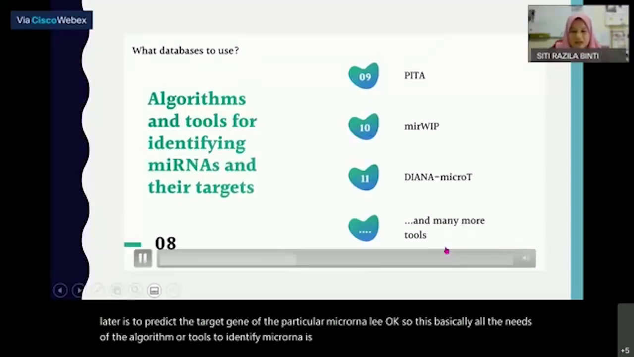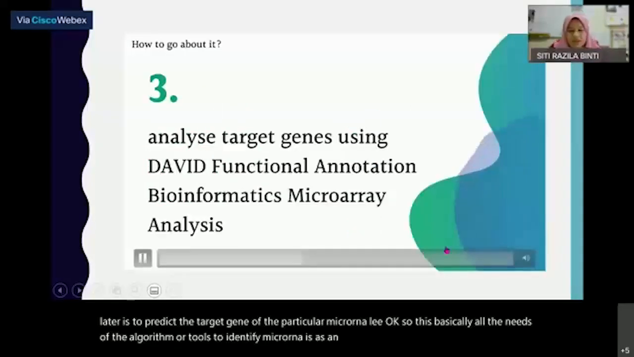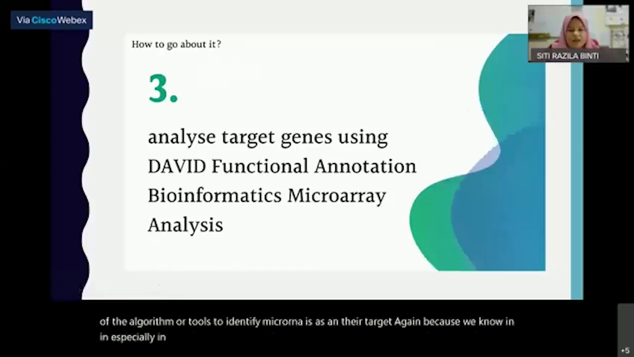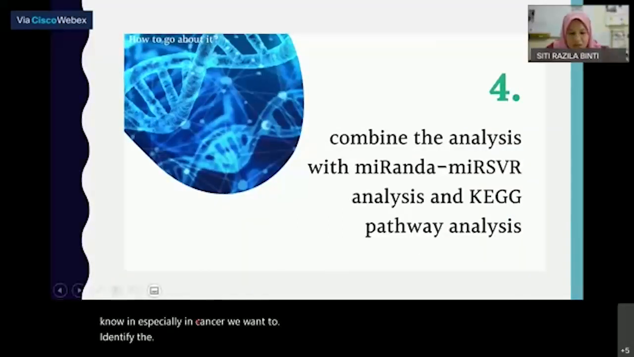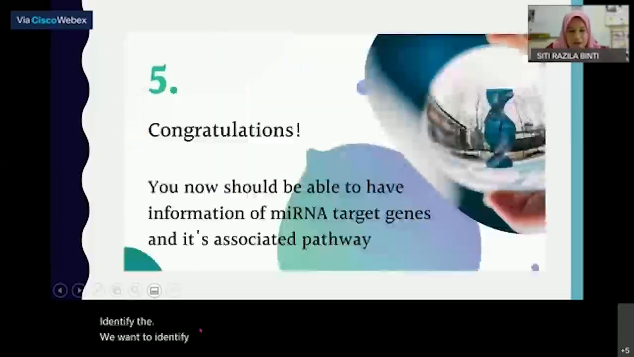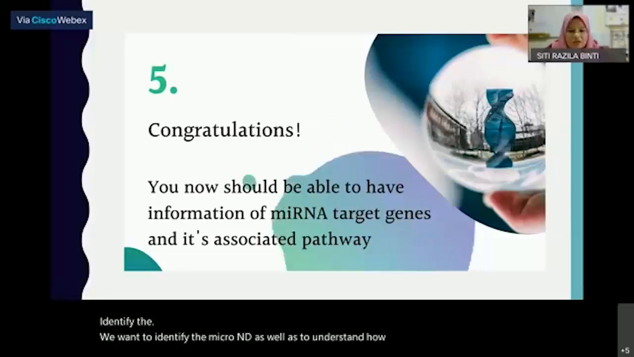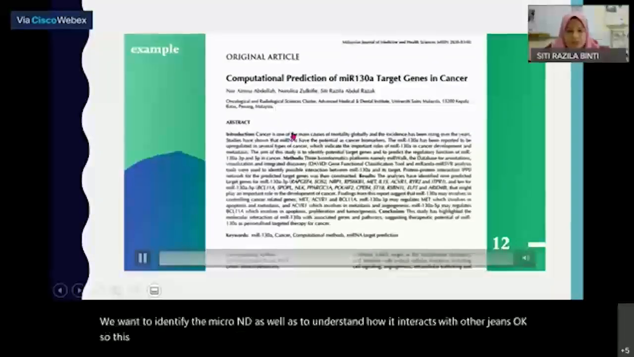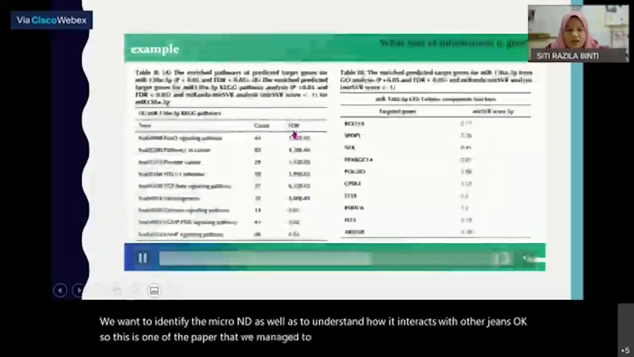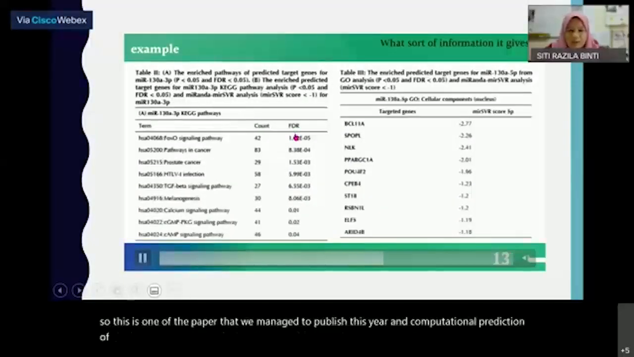Okay, so these basically are the list of the algorithms or tools to identify microRNAs and their targets. Because we know that especially in cancer, we want to identify the microRNA as well as to understand how it interacts with other genes. Okay, so this is one of the papers that we managed to publish this year: computational prediction of microRNA 130A in cancer.